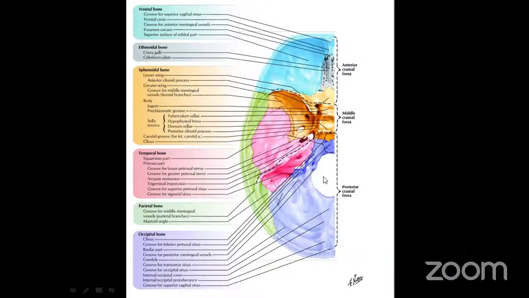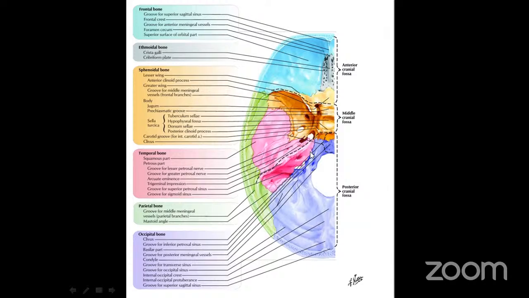So in this picture, various bones have been given a separate color so that we can understand how the skull base, how the skull cavity or the cranial fossa, is actually formed by various bones. This blue-shaped bone is the frontal bone. This gray shape is the ethmoid bone. We already discussed it. The yellow one is the sphenoid bone, the body, the lesser wing, and the greater wing. This pink-shaped bone is actually the temporal bone, which has got two parts: the squamosal or the smooth part of the temporal bone, and then the petrous part of the temporal bone.